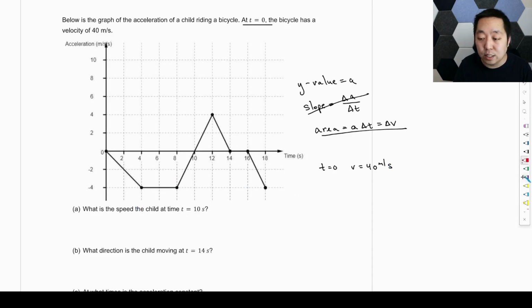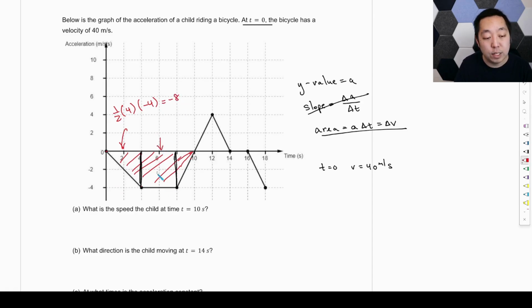And now we want to know the speed at 10 seconds. So we look at the area here. So this is a key part. We're going to look at this area between the axis and the graph here, and we want to go up to 10. So let's look at the area. Let's split it up into two triangles and a rectangle. So if we do this area, this is going to be 1/2 times the base, which is 4, and the height is -4. This width is 4 and this height is -4, so that's going to be -8.